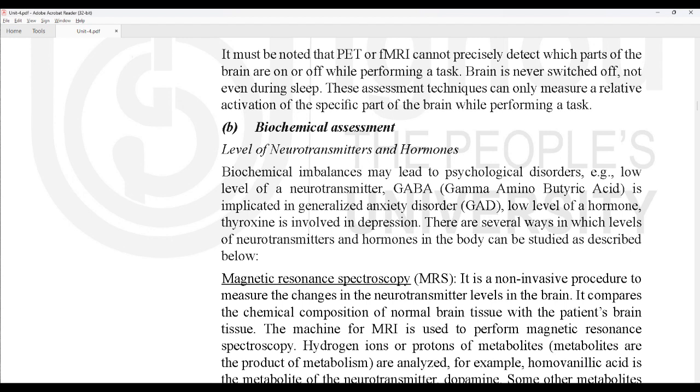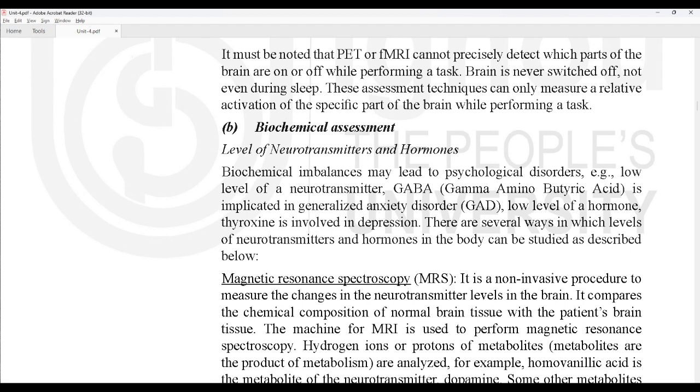It must be noted that PET or fMRI cannot precisely detect which parts of the brain are on or off while performing a task. The brain is never switched off, not even during sleep. These assessment techniques can only measure a relative activation of the specific part of the brain while performing a task.